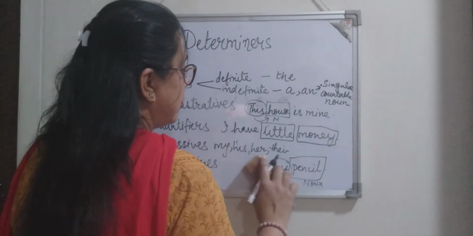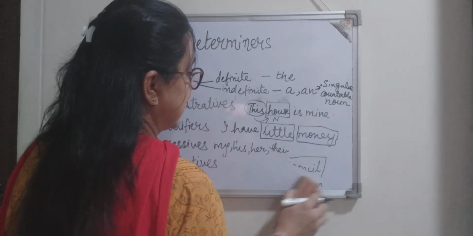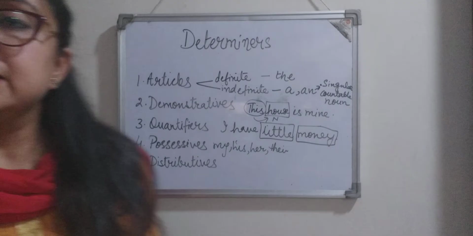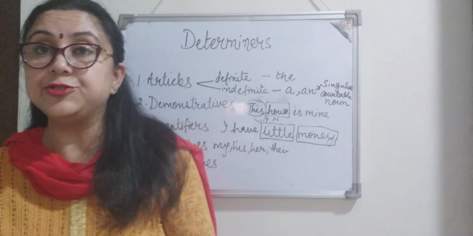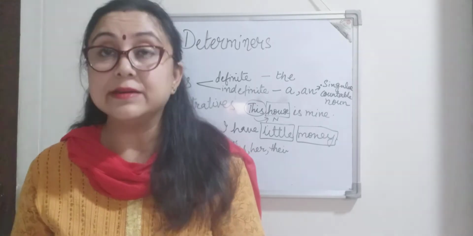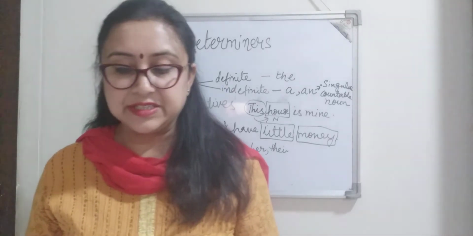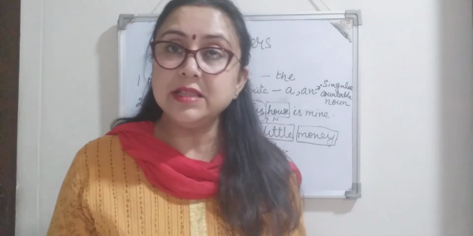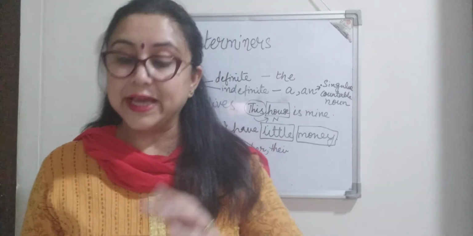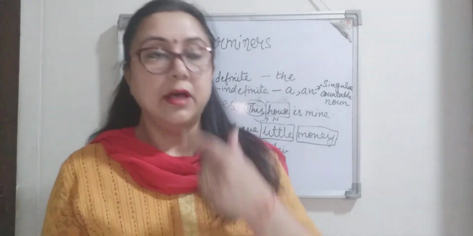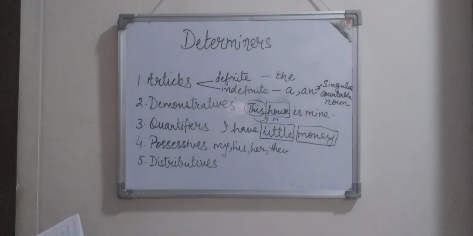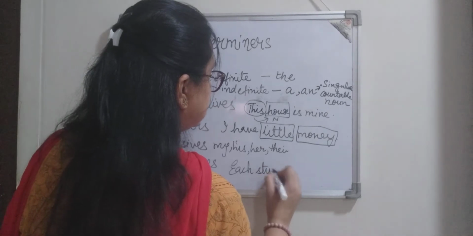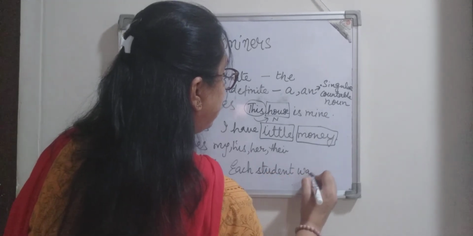And now we move on to the last determiner, that is distributives. Now, let us understand what are distributive words. So as explained earlier also, distributives are those words which indicate one thing or person out of the entire group or class. For example, each student was rewarded.